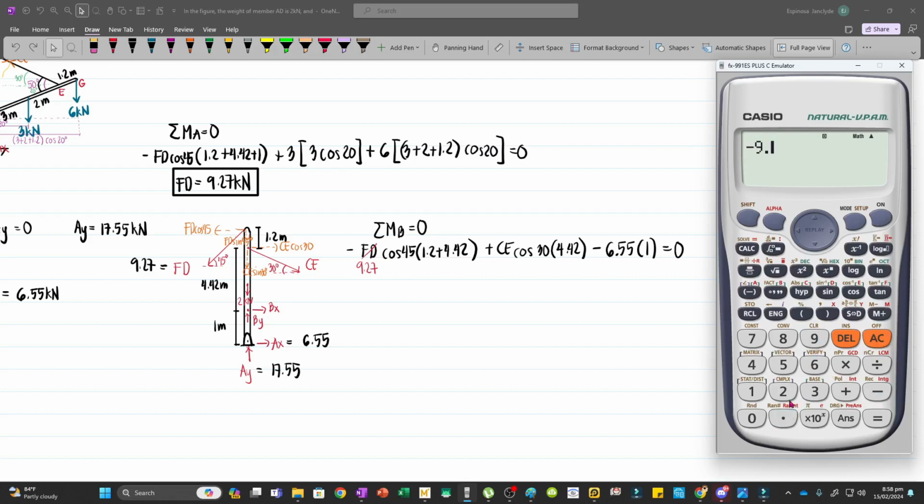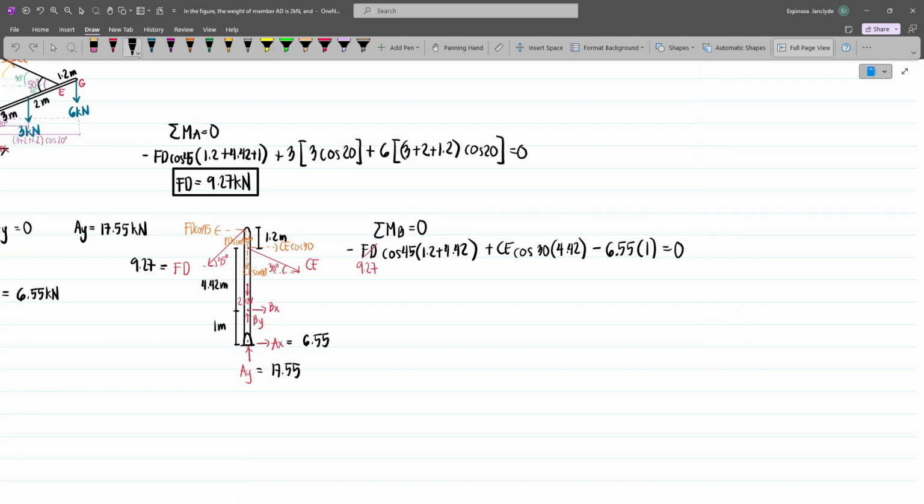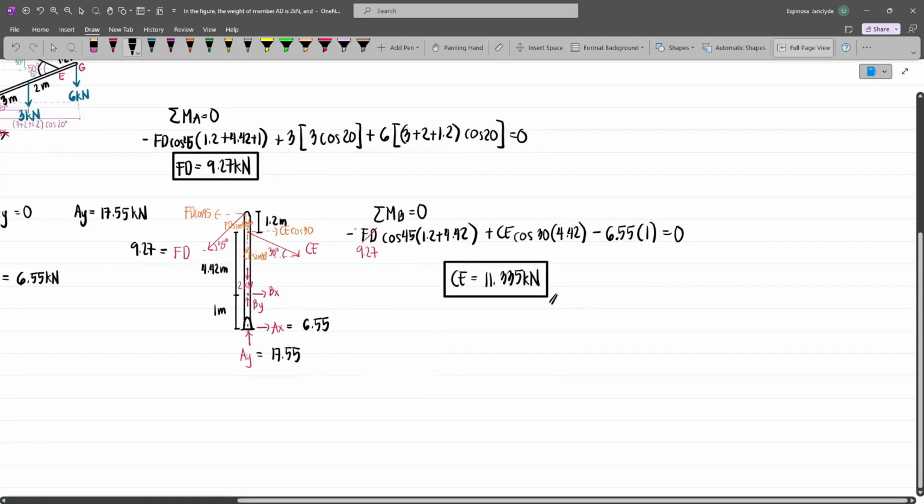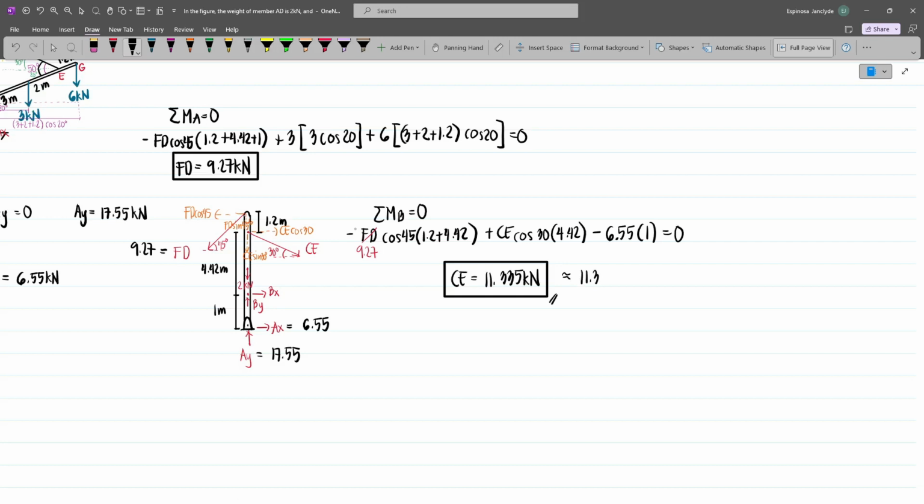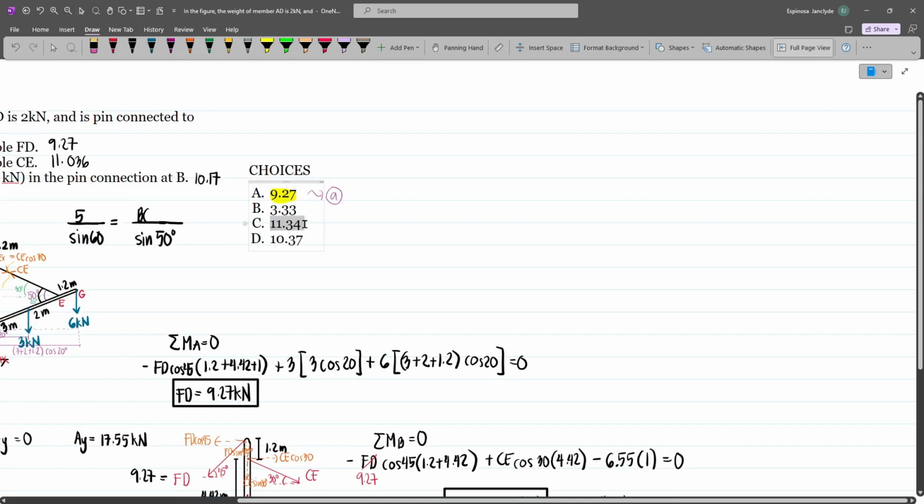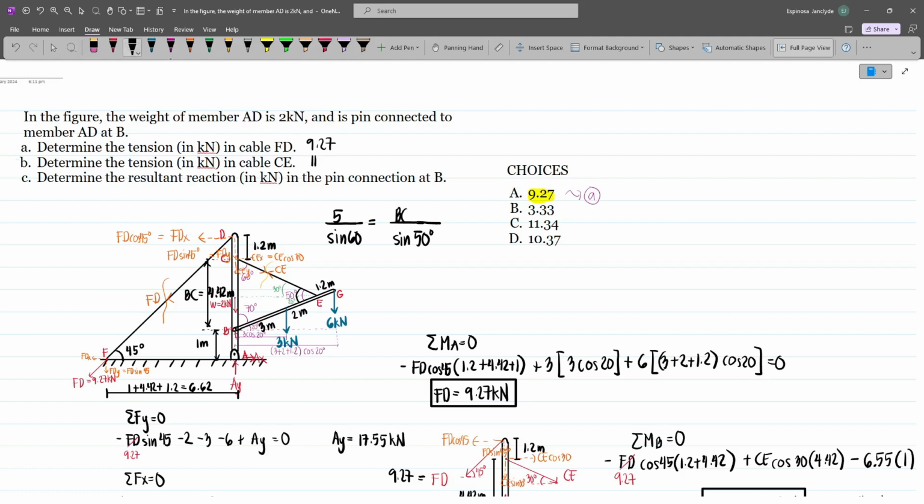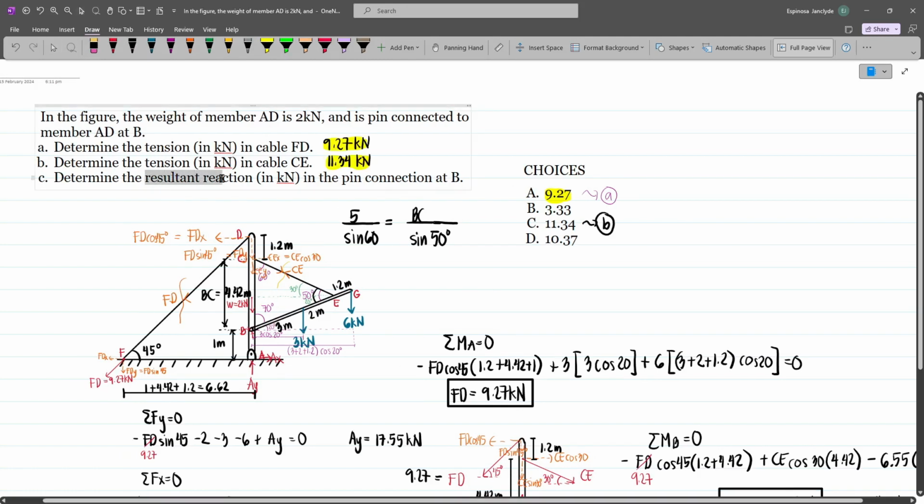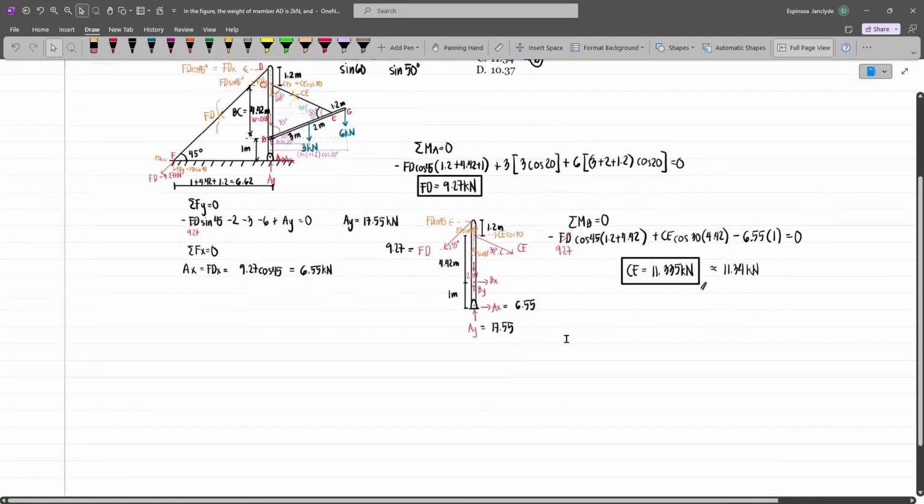That'll be minus 9.27 cos 45 times 1.2 plus 4.42, and then plus CE cos 30 times 4.42, and then minus 6.55 times 1. Now solving CE, we have 11.335. And so our CE is 11.335. This is our answer. Now this is approximately 11.34, and then kN. And so ito yung sagot natin for letter B. This is 11.34.